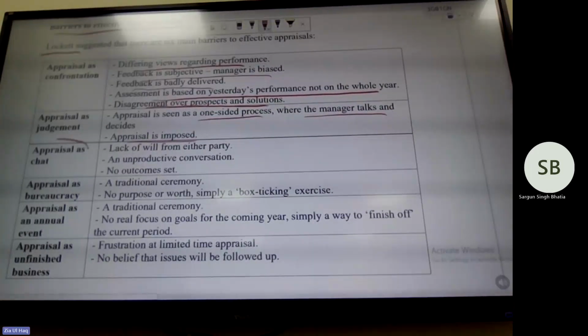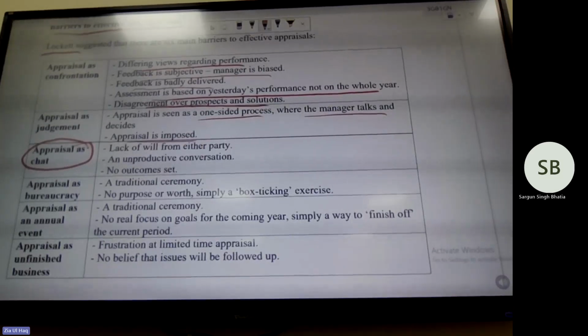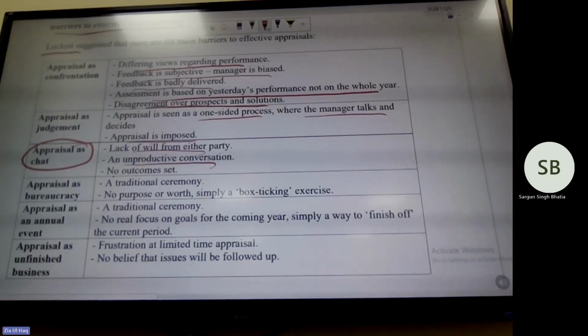Appraisal as chat, like an informal way. You are sitting in a cafe and asking the employees how they have performed, how things are going. It should be a formal process rather than informal, so that the employee realizes, okay, I can highlight problems properly and I can get support from the management. Otherwise there is a lack of will from either party, because it is informal, an unproductive conversation, and no outcome is set.